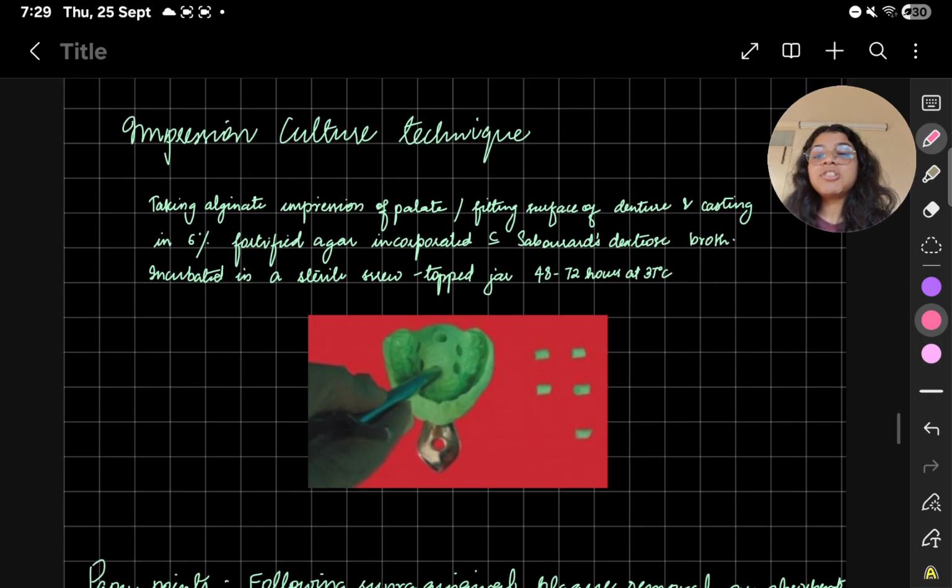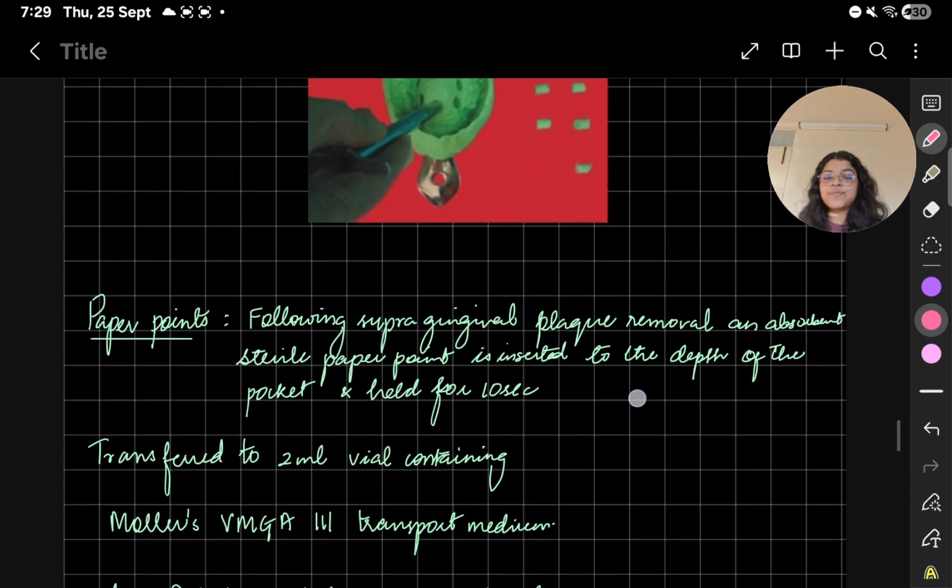Now we have the impression culture technique, which is taking an alginate impression of the palate or fitting surface of the denture and casting it into 6% fortified agar incorporated with Sabouraud dextrose broth. So this is how you take an impression and then you remove the alginate and then you treat it with Sabouraud dextrose broth. Then you incubate in a sterile top jar for 48 to 72 hours at 37 degrees Celsius.